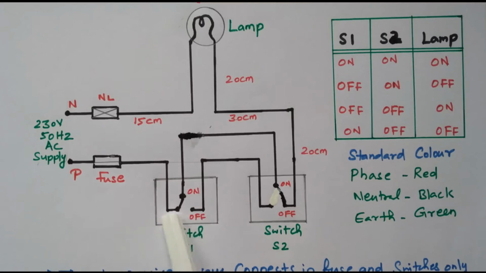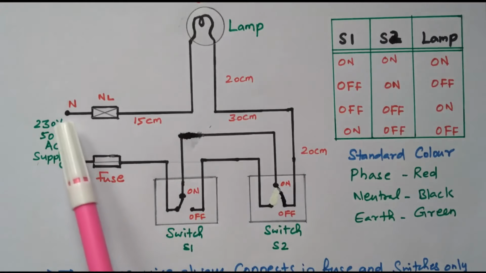There are 3 terminals available in switches S1 and S2: terminals 1, 2 and 3. Similarly 1, 2 and 3. This is the normally on position. If it is in the upward direction, it is on. If it is kept here, it is off. Downward is the off condition, upward is the on condition. Now both are in on condition.